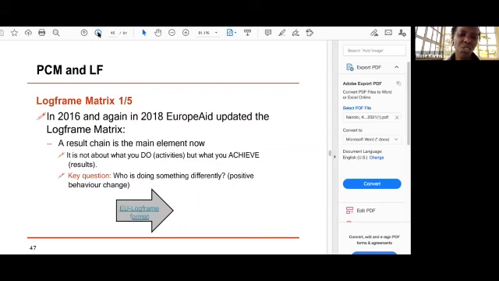And the key question is, who is doing something different? What is going to give the biggest positive change or behavior change? Is your project going to really give a change? So we are interested not in what you do, but in what you achieve by doing that. So we are interested in the results, not the activities. The activities are important, yes, but the key thing is, what results do you achieve? Next, Geoffrey.